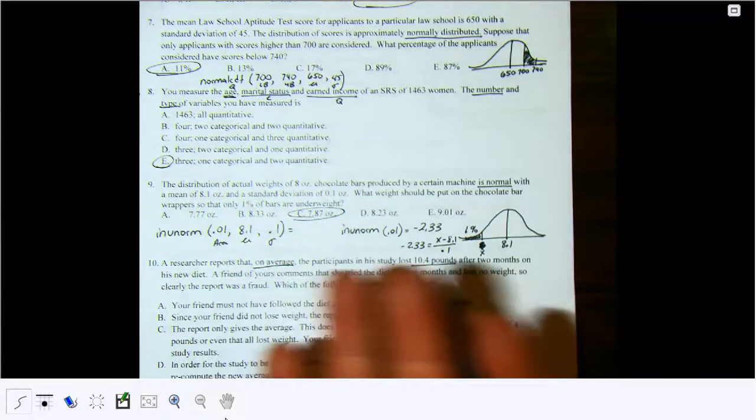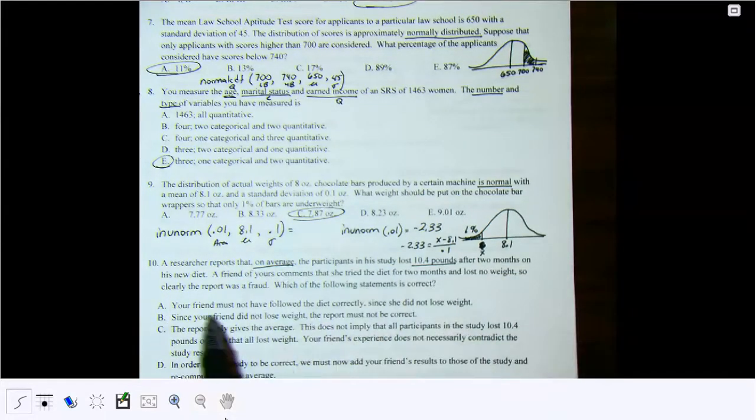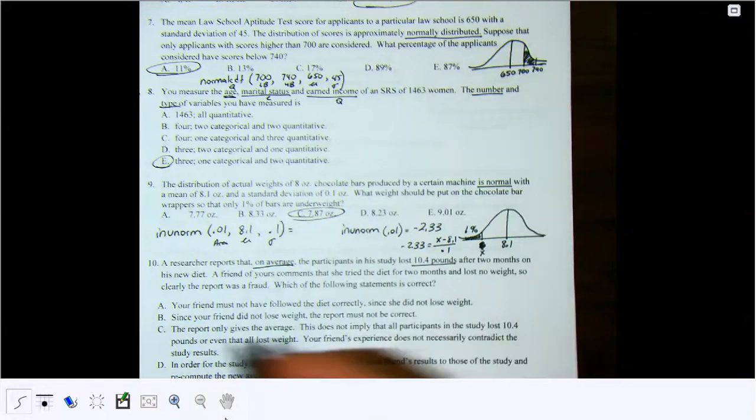And again, because it's an average, we could have people that lost no weight. Since your friend did not lose weight, the report must not be correct. Again, it goes back to the other reasoning. The report only gives an average. It does not imply that all participants lost 10.4 pounds or even lost weight at all. Your friend's experience does not necessarily contradict the results. So that's what we're going to come in at.